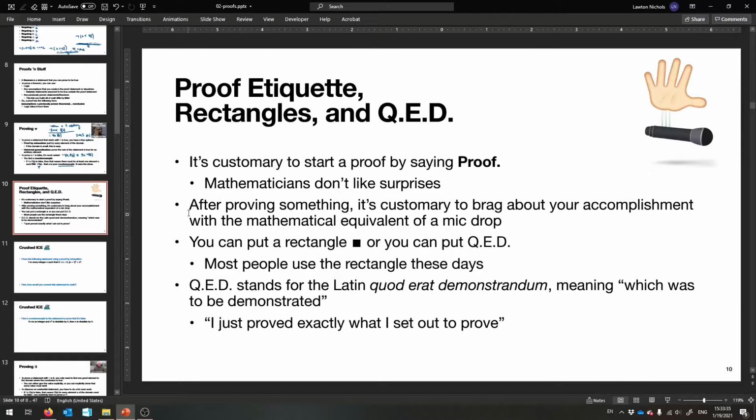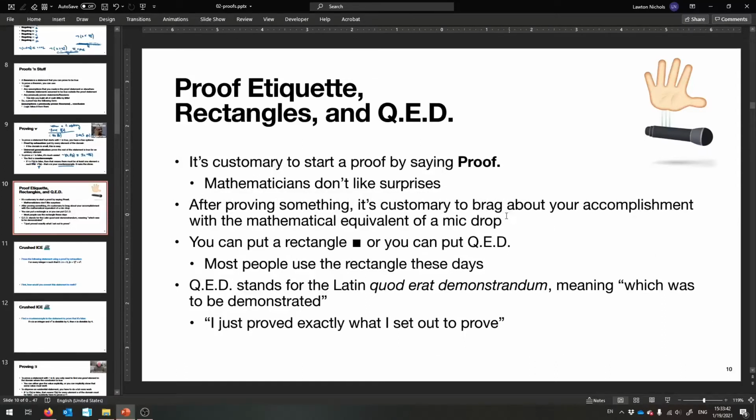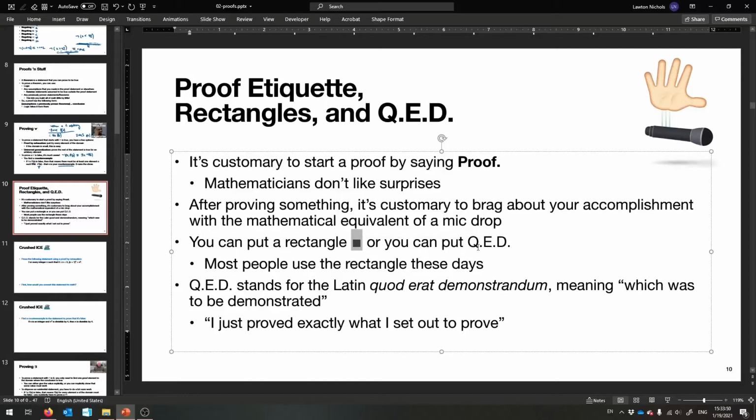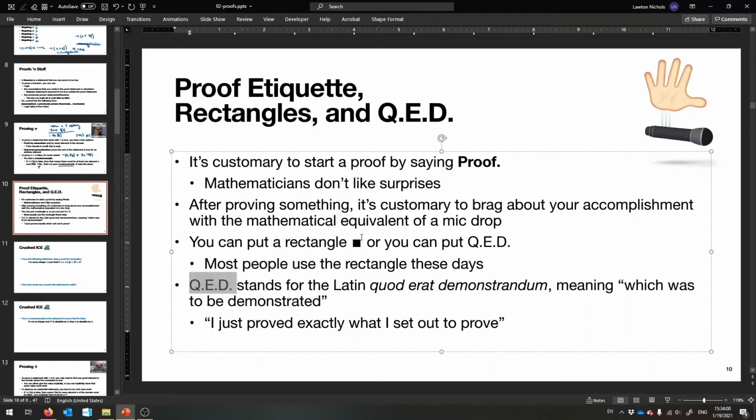That's the idea there. And after you're done proving something, you worked so hard, all the mathematicians, we like to brag about what we just did, and we essentially give a mic drop at the end of our proof, okay? The way that you give your mic drop is to put either a rectangle or you say QED. Those are your two options that are standard to do, and most people like the rectangle. QED stands for the Latin phrase quod erat demonstrandum, which means which was to be demonstrated.